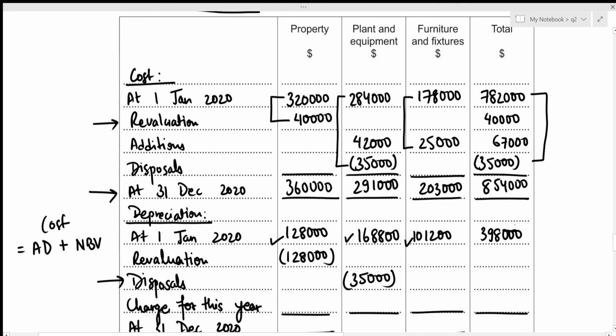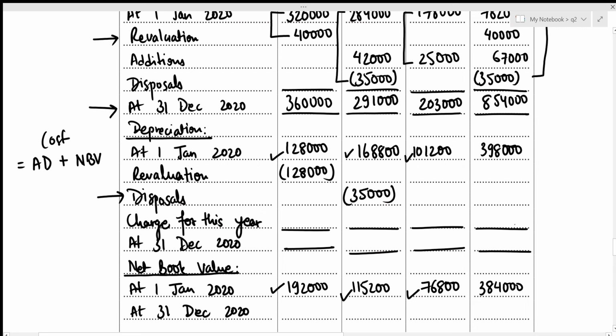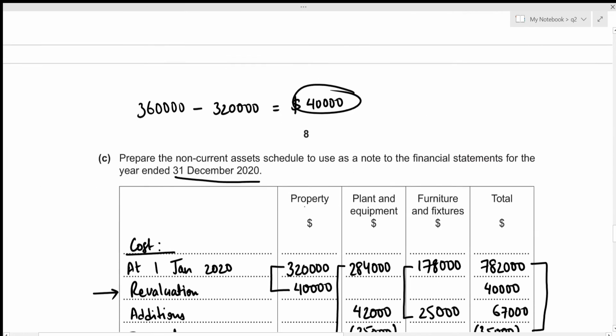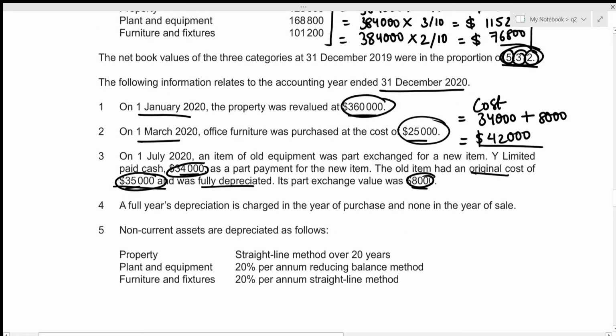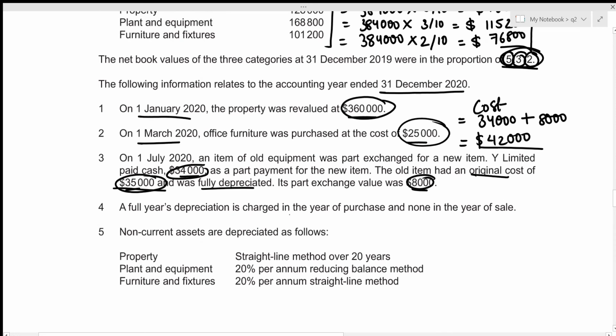Okay, now we move towards our depreciation section. We already adjusted the revalued assets depreciation as well as the disposed assets depreciation, right? So we just need to figure out the depreciation charge for this year for property, plant and equipment, and furniture and fixtures. All right, so let's have a look above. We are told that a full year's depreciation is charged in the year of purchase and none in the year of sale.